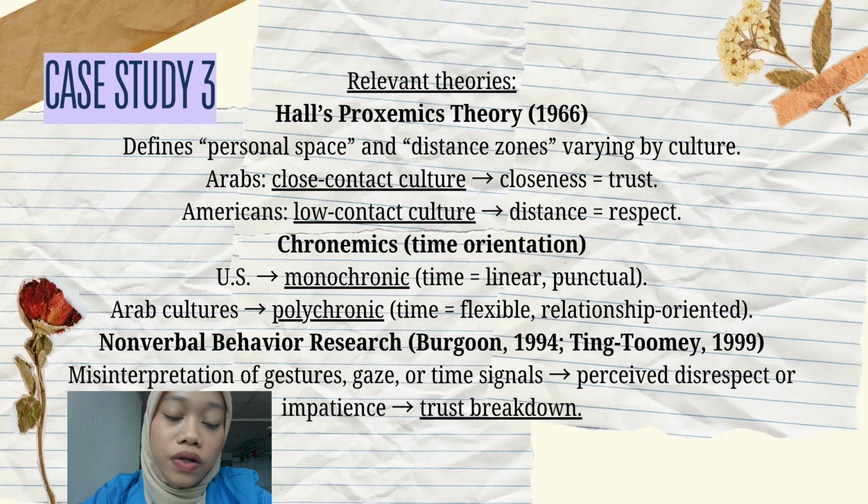The relevant theories for case number 3 come from Hall's proxemics theory, 1966, which defines personal space and distance zones, varying by culture. Arabs are a close contact culture, where closeness seems like trust, but Americans are a low contact culture, where distance shows respect. Chronemics, time orientation: the US is monochronic, with time seen as linear and punctual. Arab culture is polychronic, with time seen as flexible and relationship oriented.